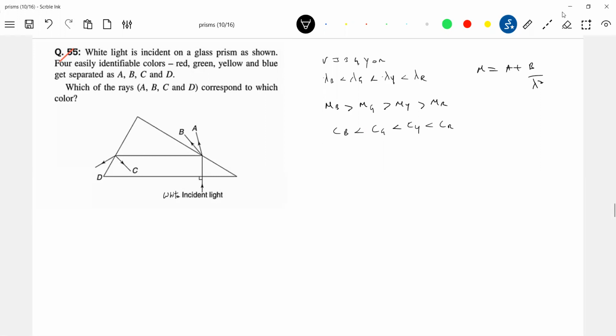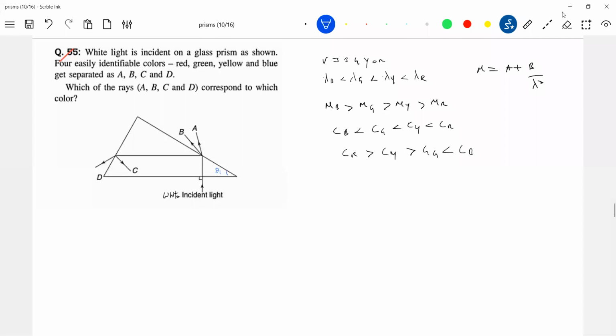Or if you want to write, let's come to this one. Yeah, the ray is incident. So what is the angle of incidence? It's the same for all the colors here, no? Then two of the rays will undergo refraction. The other two will undergo TIR. So what can be the other two? So green and blue.